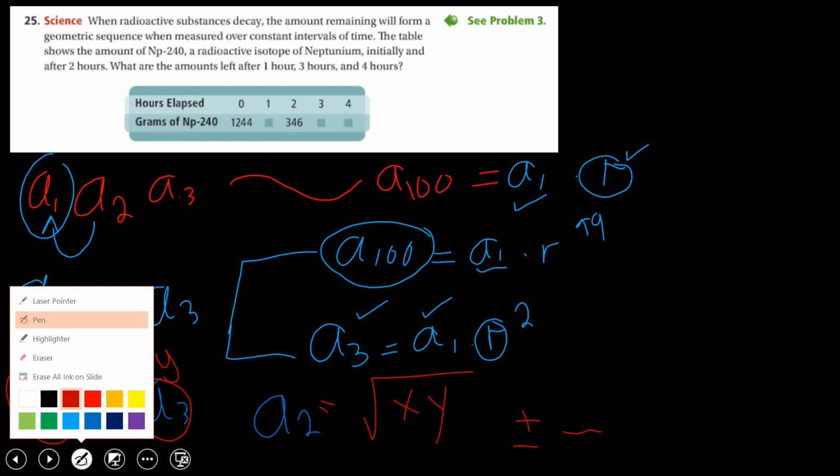Now, let's do this problem here. When radioactive substances decay, the amount remaining will form a geometric sequence when measured over constant intervals of time. Here, he showed me the amount of neptunium that initially is 1,244 grams. After 1 hour, it is unknown. After 2 hours, it is 346. After 3 hours, it is unknown. And after 4 hours, it's also unknown.